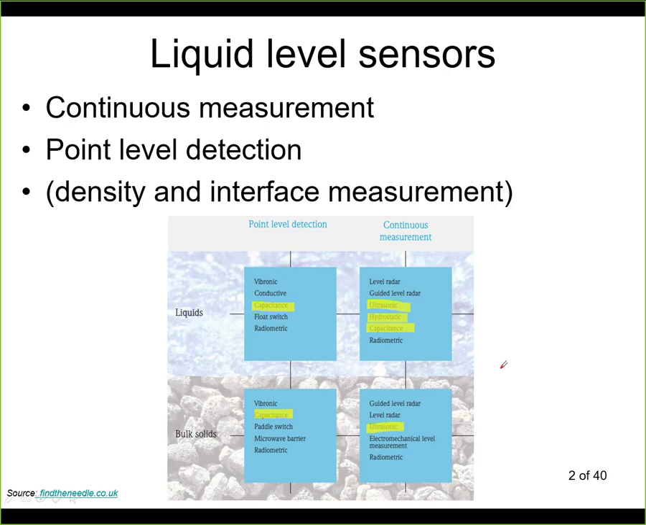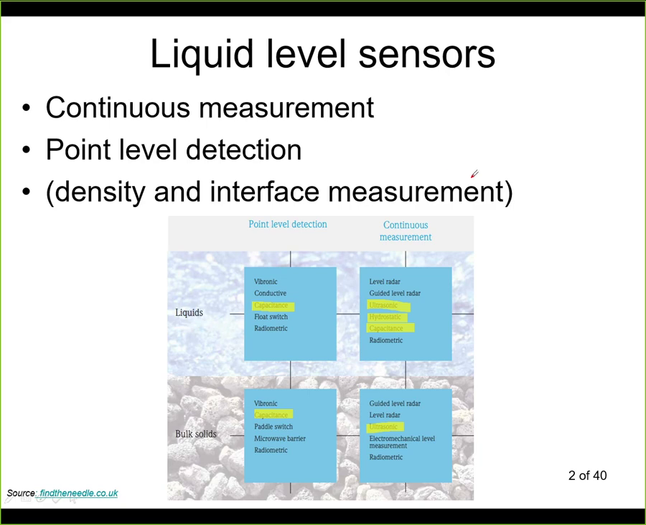We will see that in many cases this is not a problem, because in many cases we just want to know if our tank is full or if our tank is empty, or if we have reached some given level. So we will be able to use those sensors in many applications, and if you compare, for example, the prices, the point level sensors are a lot cheaper than continuous measurements.